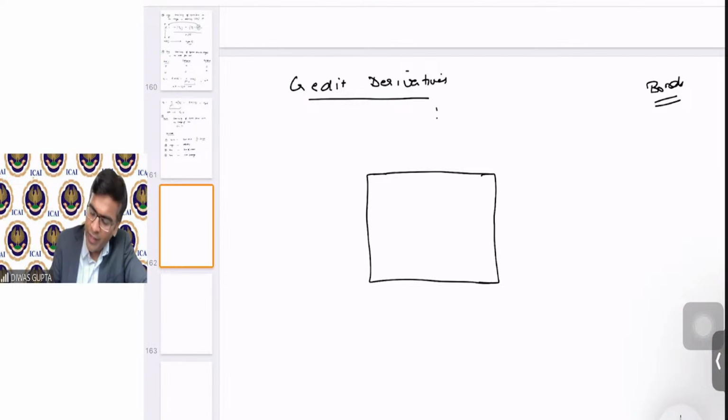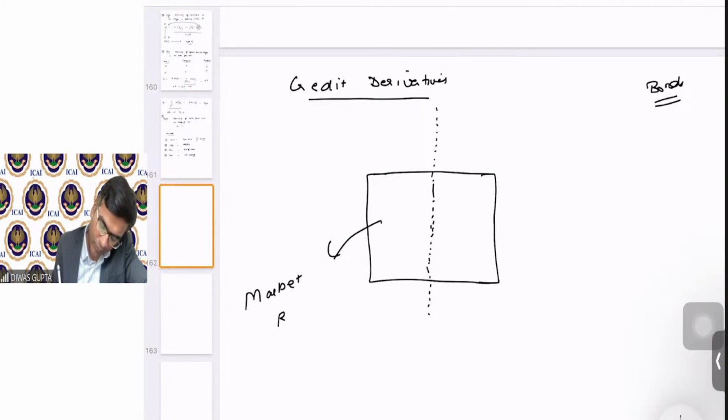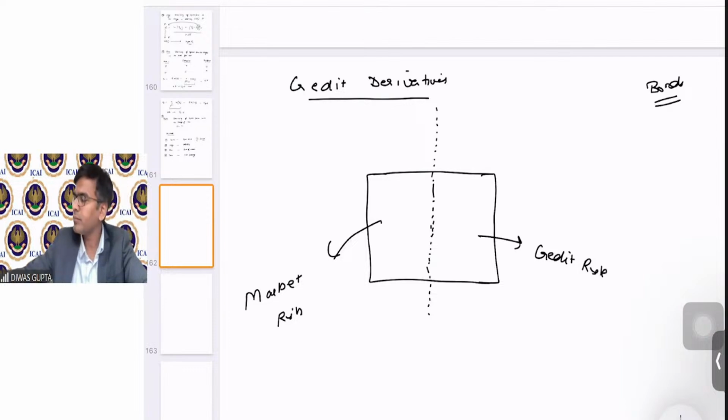So there are two different types of risks, students. As we understand, one is called market risk, and the second is called credit risk. Generally we can club all the risks into two parts. One is market risk and the second is credit risk. Now, what is the difference between market and credit risk?